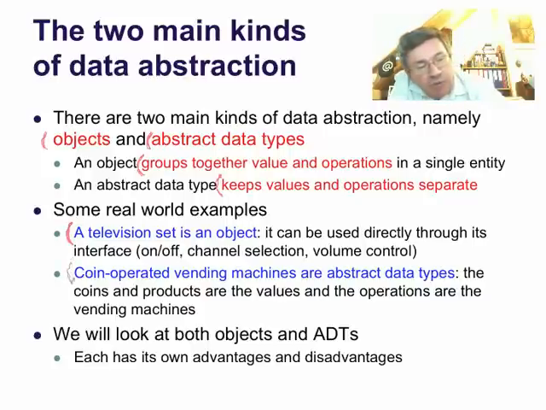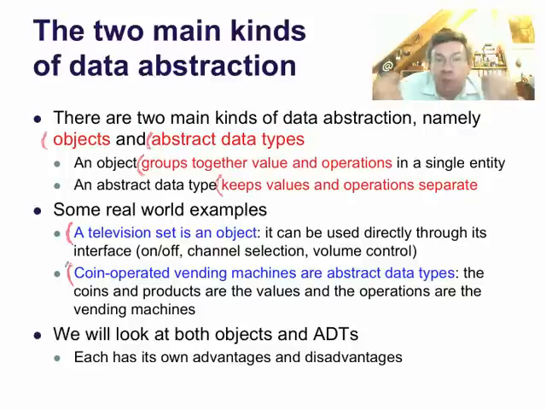An example of an abstract data type is a coin-operated vending machine. The vending machine by itself is nothing. You need coins and the products that it delivers. So you give coins to the vending machine, and it provides you with products. So you have the values, which are the coins and the products, and the operations, which are the different kinds of vending machines. So these are two separate things, and together they form one data abstraction.